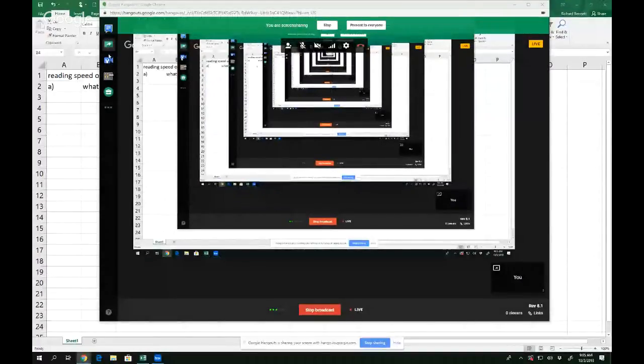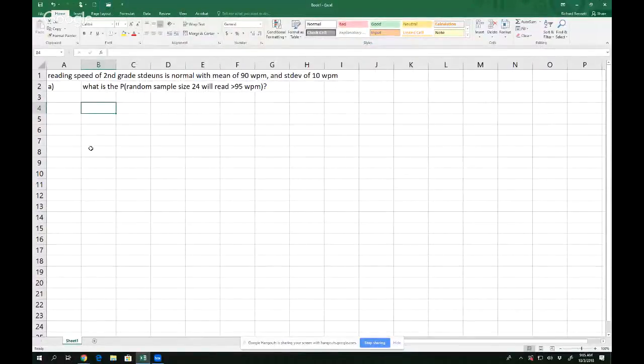Okay, but that's basically what we got here. So if we're going to be a little bit more accurate, I'm sharing. Okay, so z equals 95 minus 90 over 10 divided by the square root of 24. It's a little more than 2, so this divided by that says that I'm 2.44 standard deviations away. Okay?